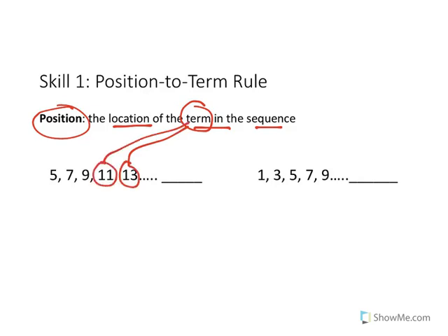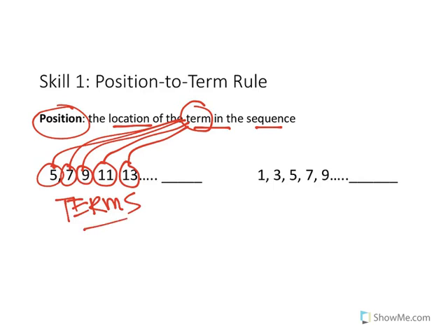So like 11 or 13 or 9 or 7 or 5. These are all called terms. Now, a position is where it is in the sequence. So the 5, it's the first position. The 7 is the second position. The 9 is the third position. The 11 is the fourth position. And the 13 is the fifth position. So position means where it is in the sequence.